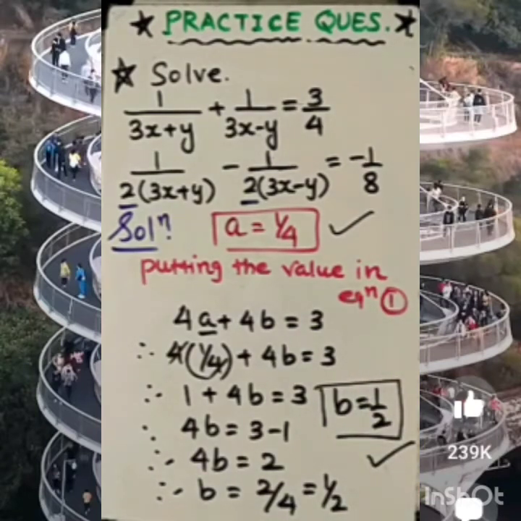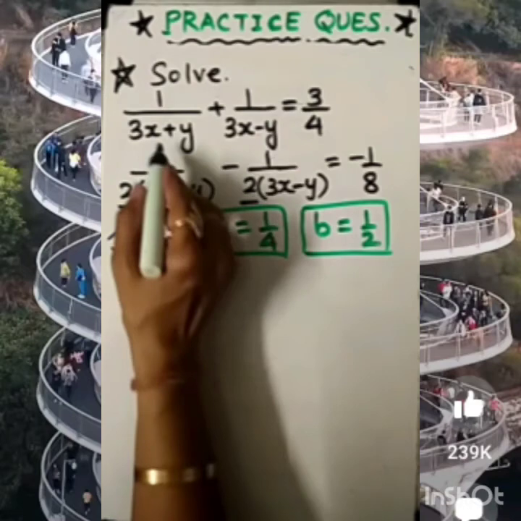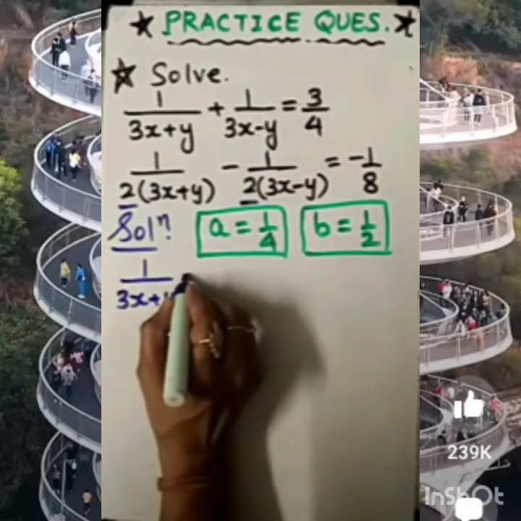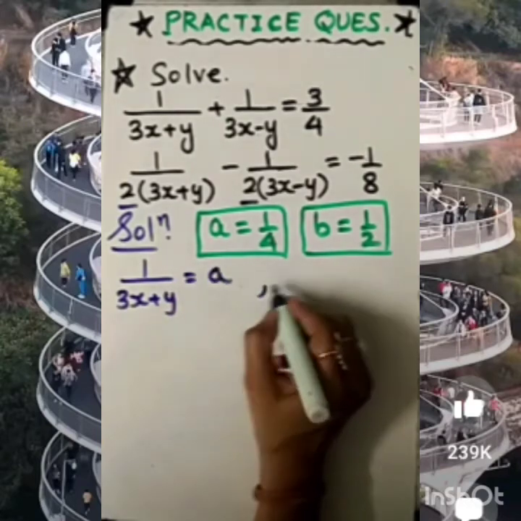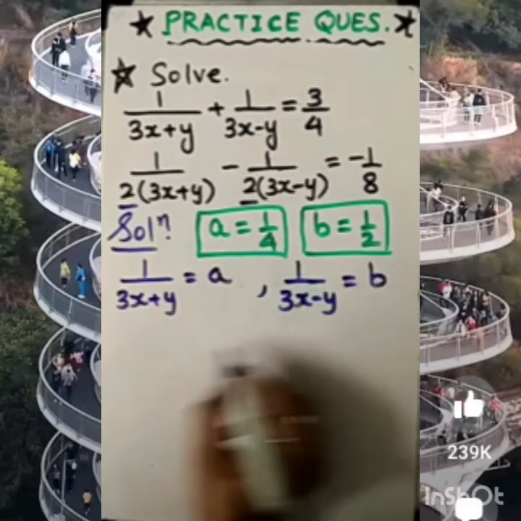Okay. Now the value of a and b we are going to put in the assumption. What we have assumed for that. In that we are comparing and we will find the solution for x and y. Let's see how to go with that. So the value of a equal to 1 by 4 and b equal to 1 half we got. So my dear student, as you know, we have assumed 1 upon 3x plus y equal to a, and if you remember, 1 upon 3x minus y equal to b we have assumed.